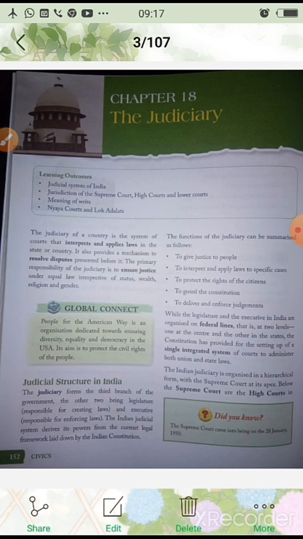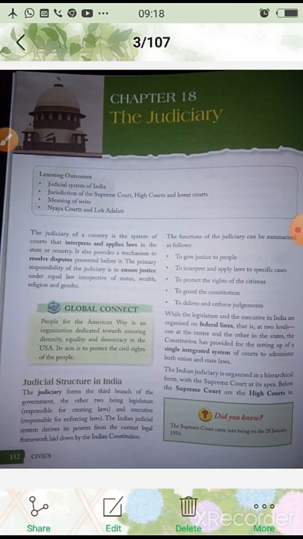So we have read earlier in chapter number 16 that there are three organs of government, and what are they? Legislature, then executive, and the third one is judiciary. We have already learnt that the legislature is responsible for creating laws and the executive is responsible for enforcing laws, and the third one is the judiciary, about which we are learning in this chapter. And what is the objective of this judiciary? Its primary responsibility is to interpret the law.